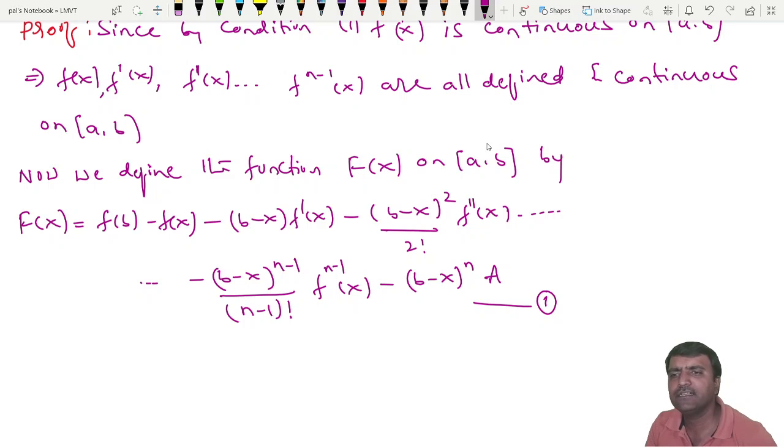This f of x is a combination of f of x, f dash of x, f double dash of x, and so on, f n minus 1 of x, and the last term is b minus x to the n into a. This is a polynomial.